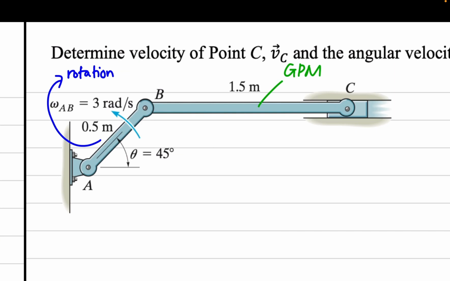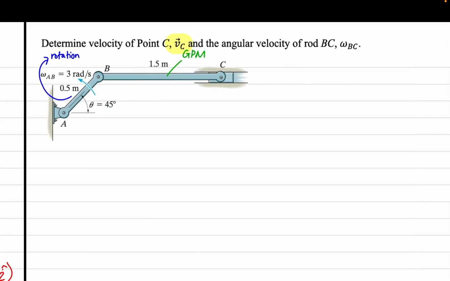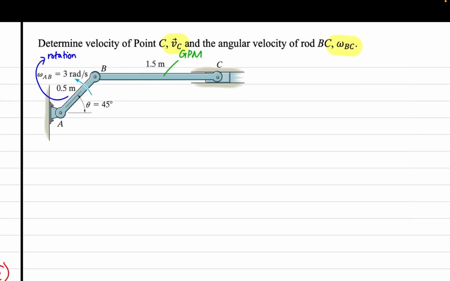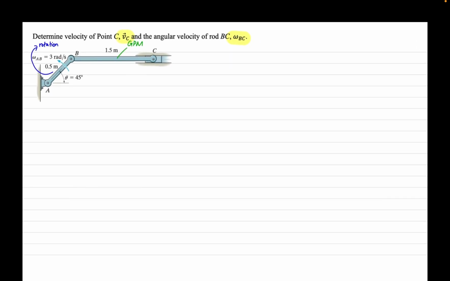So what we want to find here is the VC, velocity of point C, as well as the angular velocity of rod BC, which is omega BC. Okay, so let's start with the first one.